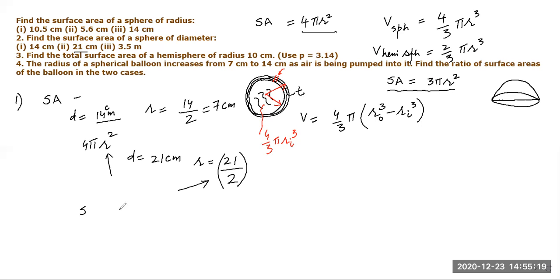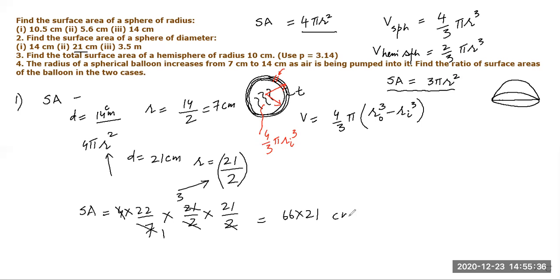So when this is the radius, better you calculate like this. Surface area would be 4 into 22 by 7 into r square. So 22, 21 by 2, 21 by 2. 7 1 is 7, 7 3 is 21. 2 will cancel with 4. So it will be very simple. 66 into 21 centimeter square will be the answer, right?